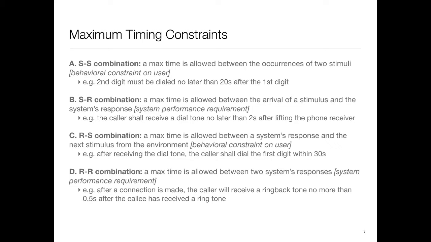And then finally, response. In this case, the system is producing 2 responses, and there's a max time allowed between those. So after the connection is made, the caller will receive a ringback tone no more than some time later. So we are basically saying 2 actions performed by the system must happen within a certain interval, and therefore this is a constraint on the system. Essentially I've covered all the 4 cases. 2 translate into constraints on the user, 2 translate into constraints on the world, and 2 translate into constraints on the system.